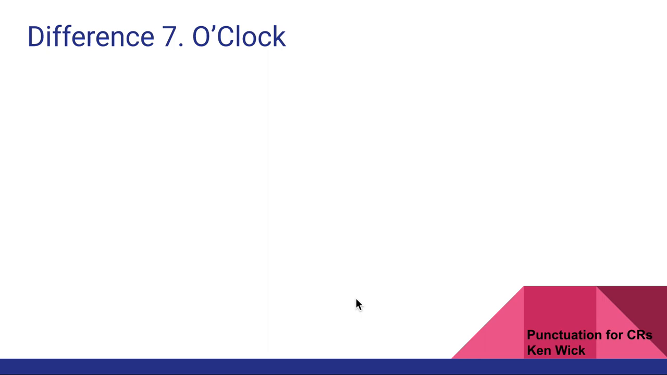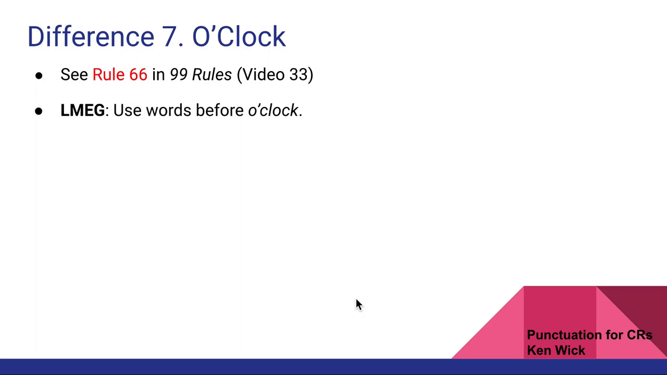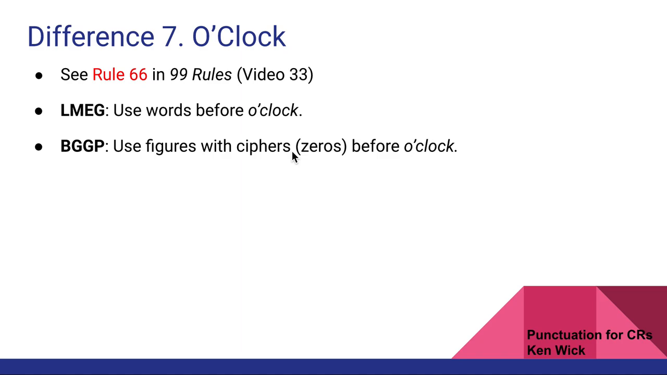Difference number 7 is o'clock. And what I mean by that is you're going to use words or figures before o'clock. This is rule number 66 in the 99 rules. See video number 33. So LMEG uses words before o'clock. The BGGP says use figures with ciphers. Those are zeros. Ciphers are zeros before o'clock. So here you use LMEG words, BGGP figures with the zeros, or if necessary, zeros.